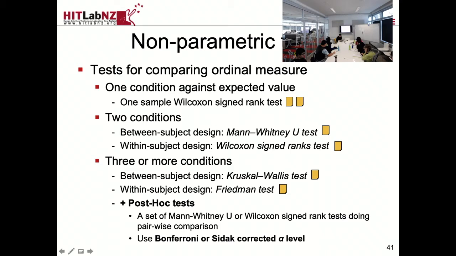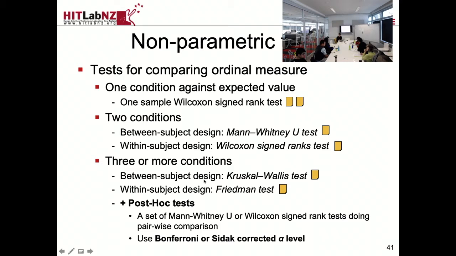When you have just one condition against the expected value, then the one-sample Wilcoxon signed-rank test will be run. When you have two conditions, if you run a between-subject test, then the Mann-Whitney U test will be required. If you go with a within-subject test, the Wilcoxon signed-rank test will be required for your statistical analysis. And for three or more conditions, what does it mean? That is something like ANOVA, right?